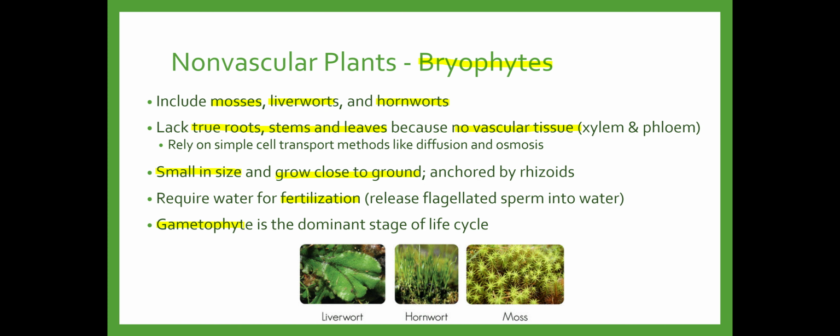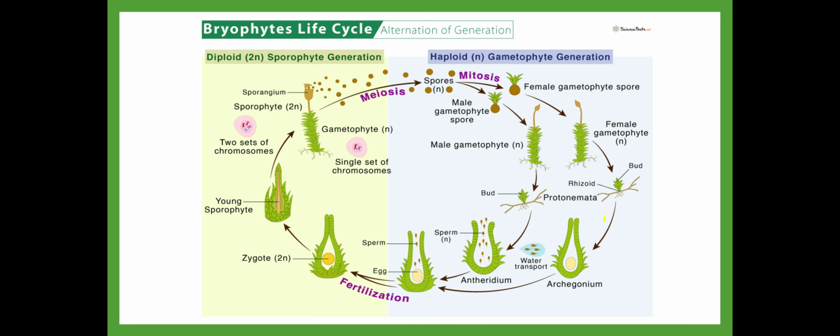And this is the only group where the gametophyte is the dominant stage. So most of the time when you're looking at a moss, what you're seeing is the gametophyte. And then at certain stages in their life cycle, they will produce the sporophyte, which produces the spores. And so depending on the time of year, sometimes you can catch the moss in that sporophyte stage. Now here's an example of the life cycle.